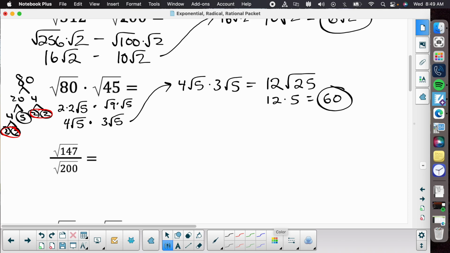So all the multiplying problems will work the same, where you're basically just trying to multiply everything together, but you try to keep the numbers outside and inside separate.